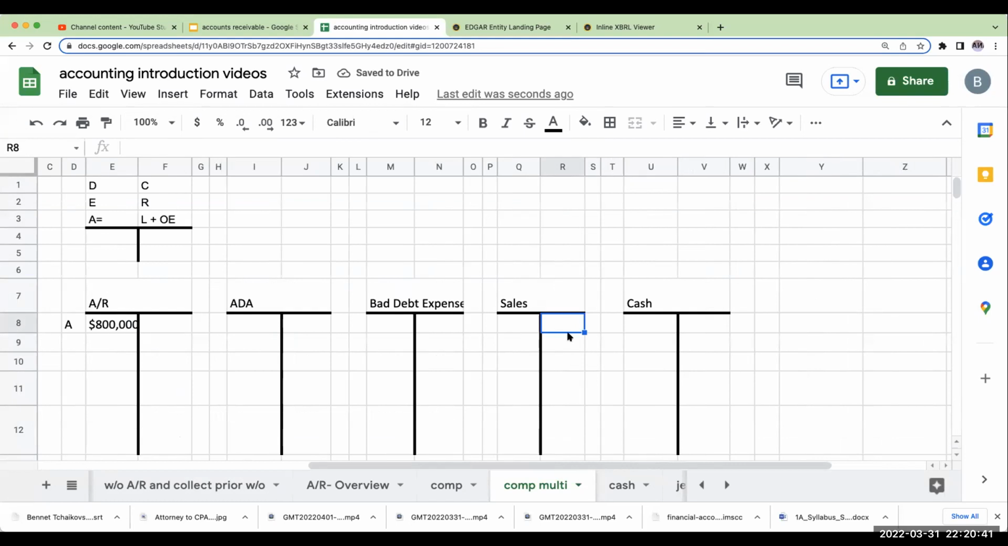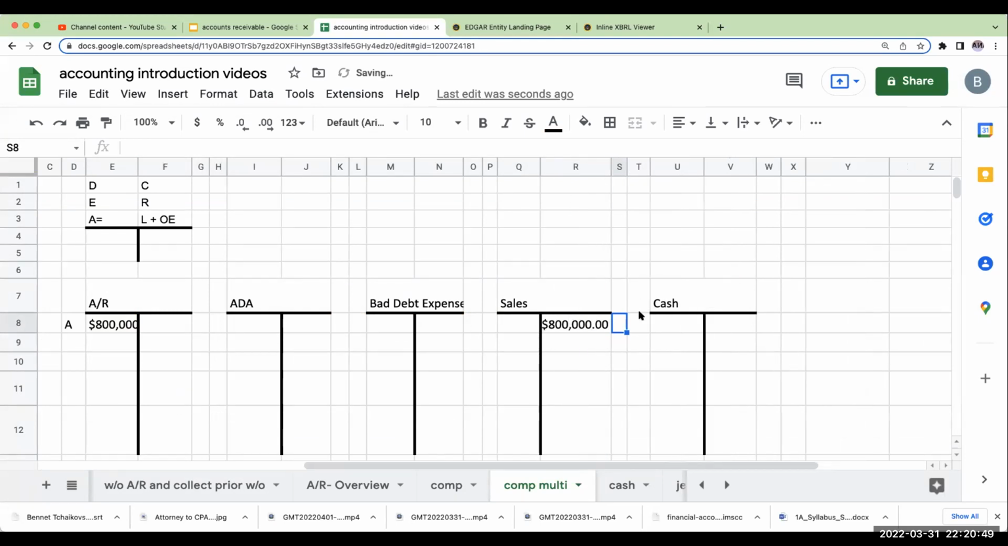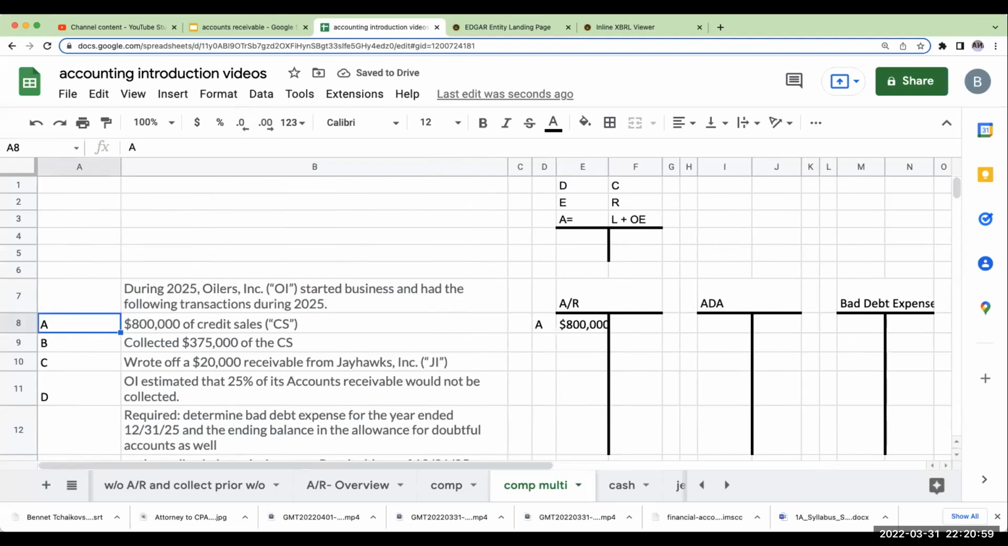Remember, I record revenue or sales with a credit. Right over here, this is transaction A. I'm not going to do this in a journal entry. Rather, I'm just going to use T accounts, and you'll see why pretty quickly. Letter B, I collected 375,000 of the credit sales.